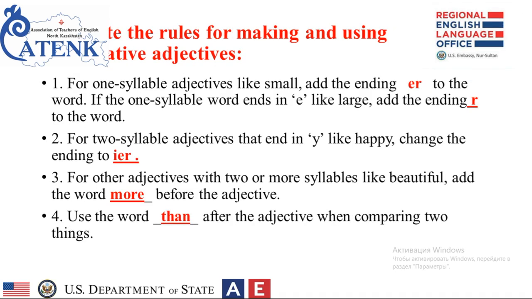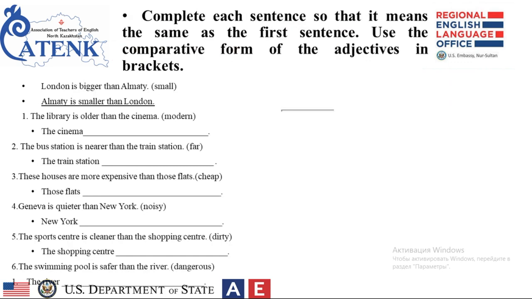I hope that everyone did it correctly. And please don't forget, use the word than after the adjective when comparing two things. Now let's practice. Complete each sentence so that it means the same as the first sentence. Use the comparative form of the adjectives in brackets. The first sentence is done for you. London is bigger than Almaty. Almaty is smaller than London.